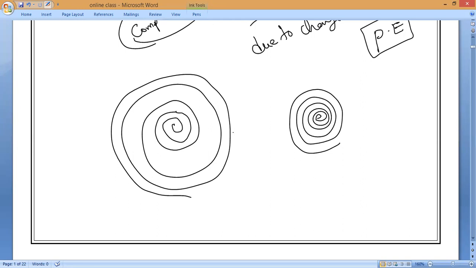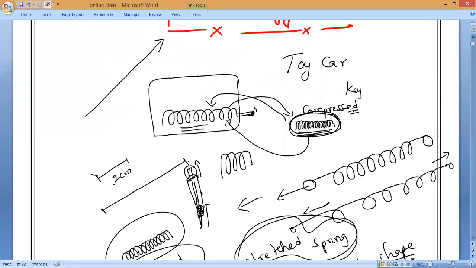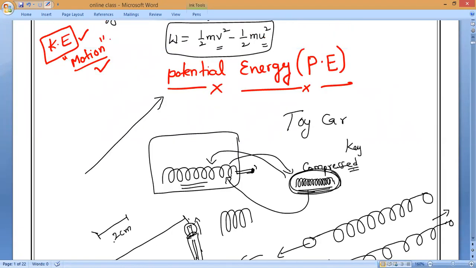So, if you observe very carefully, everywhere the shape of the spring changes, some work is done in winding the spring or changing its shape. Here, I am trying to wind the spring, here I am stretching the spring, and here I am compressing the spring. In all these cases, as soon as I release my hand, what will happen? They will come back to their original shape, and in the toy car case, they will move the wheels of the toy car.